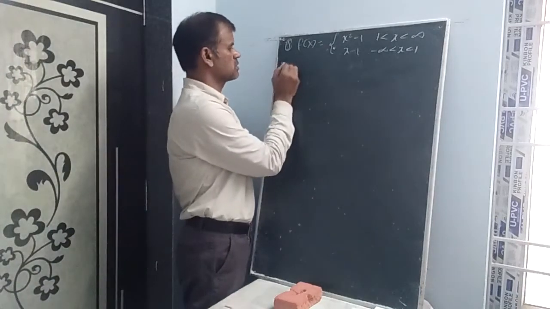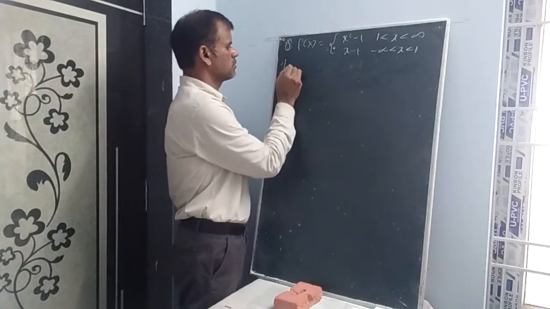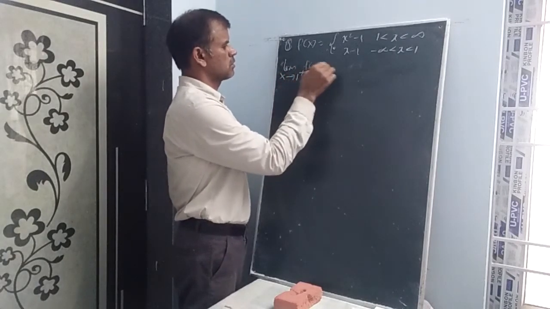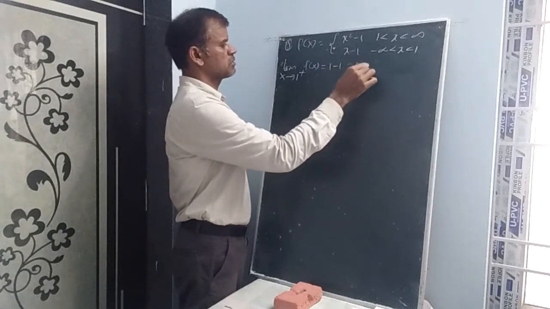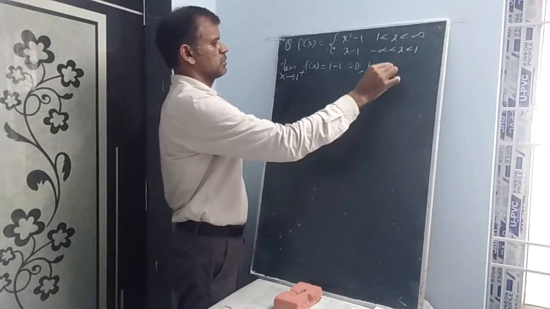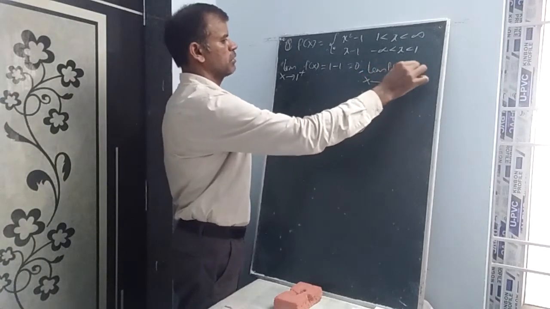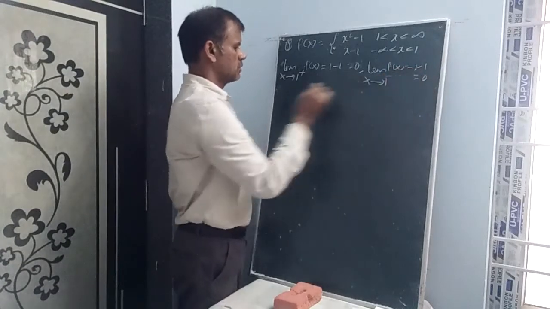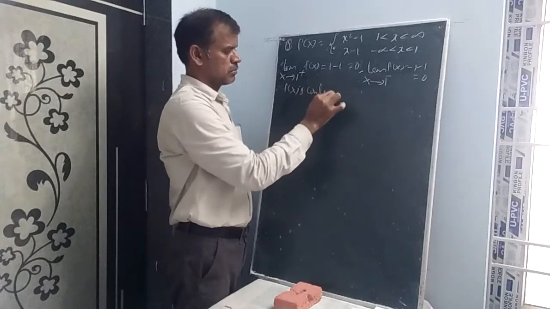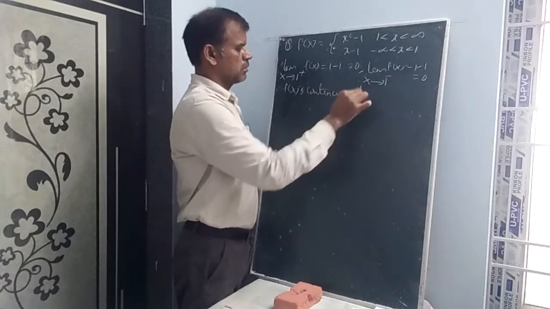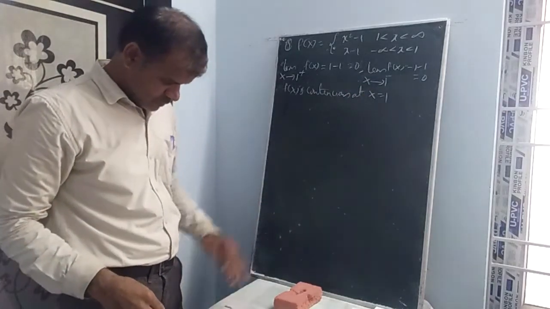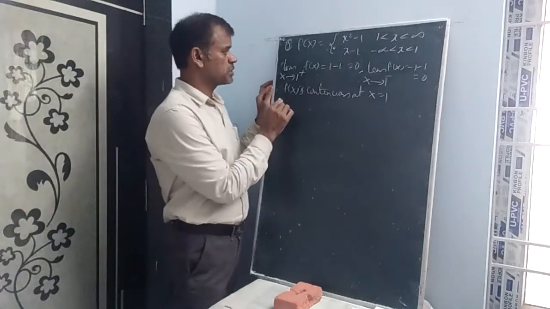Let us discuss continuous. Limit x tends to 1 plus f of x equal to 1 minus 1, 0. It is continuous, right? Now limit x tends to 1 minus f of x is equal to also 1 minus 1 equal to 0. So f of x is continuous. f of x is continuous at x equal to 1.